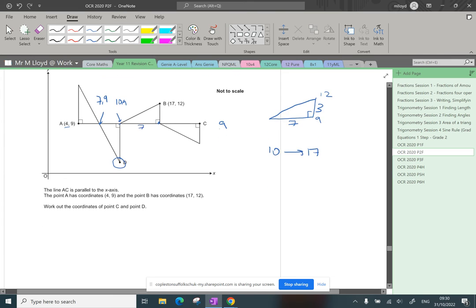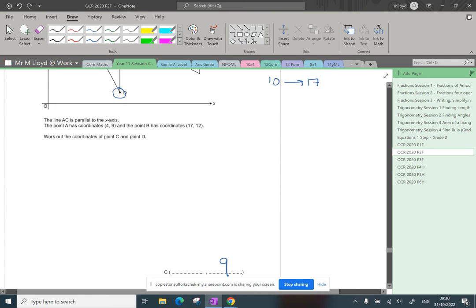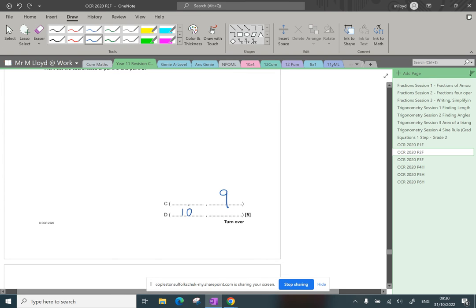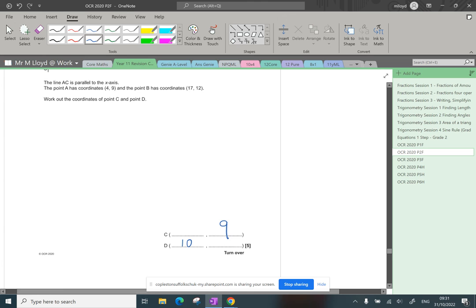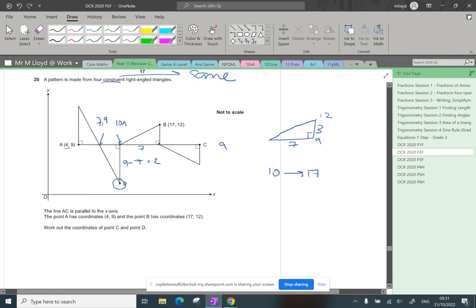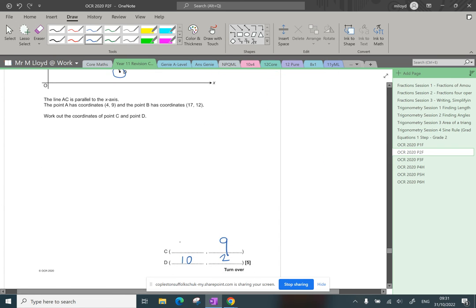We know that D will have an x coordinate of 10 because I've worked out what the x coordinate is of this part here. So D is going to have 10 there. And because the length of this triangle is 7, we can do 9 take away 7, which gives us 2. So that will be our y coordinate for part D. Finally, we need to finish off C. We've got 17 here. We know that this length is also 7. So that's going to make that x coordinate 17 plus 7, which is 24. So 24 goes into here.